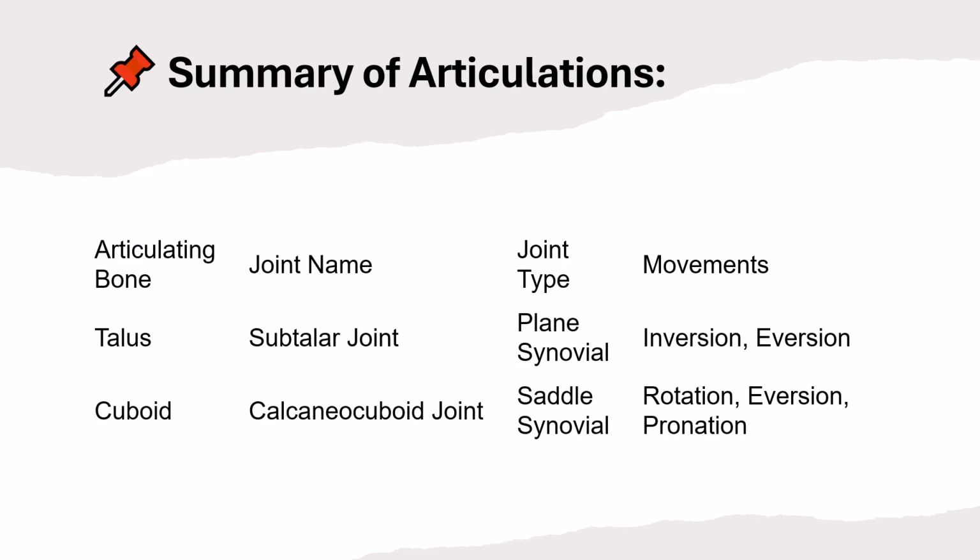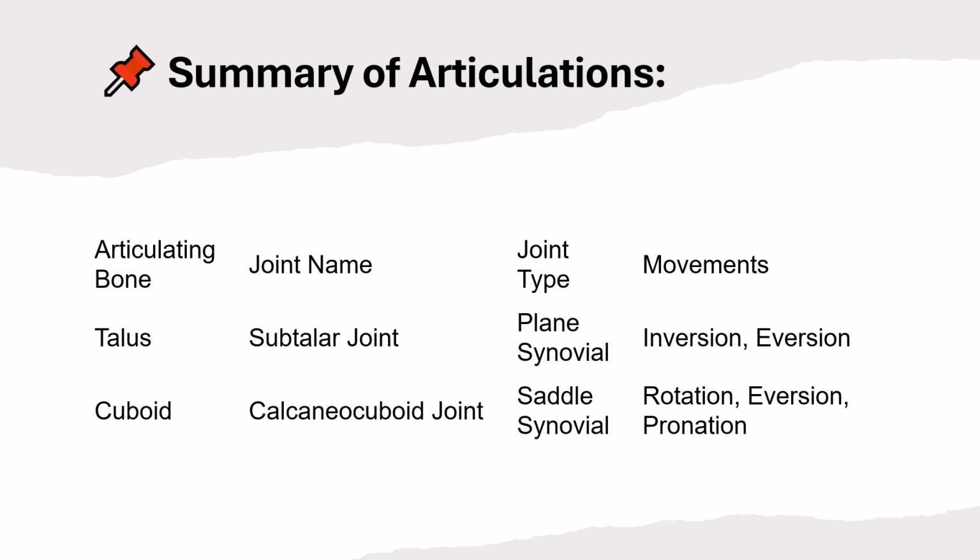So this is the summary of the articulation. The calcaneus forms two key joints, one with the talus and another with the cuboid. The subtalar joint helps us shift weight and maintain balance on irregular surfaces through inversion and eversion, while the calcaneocuboid joint adds flexibility and stability to the midfoot during motion.